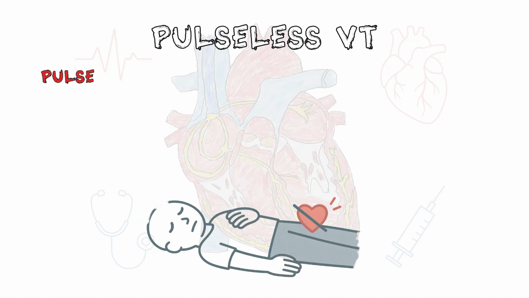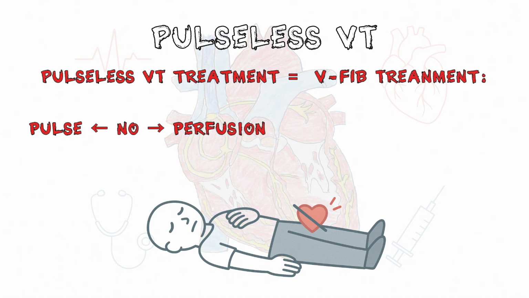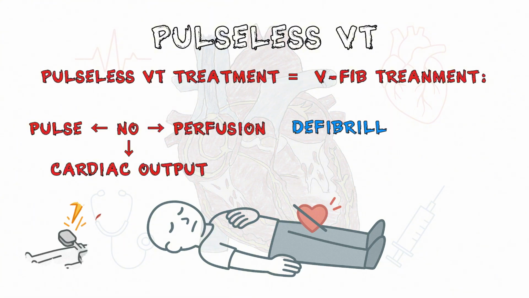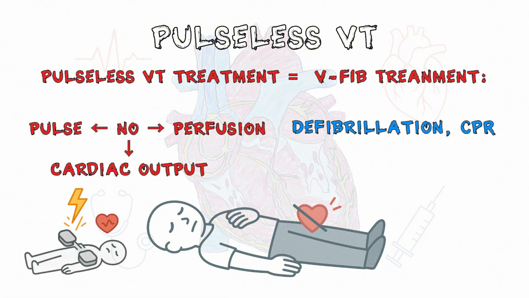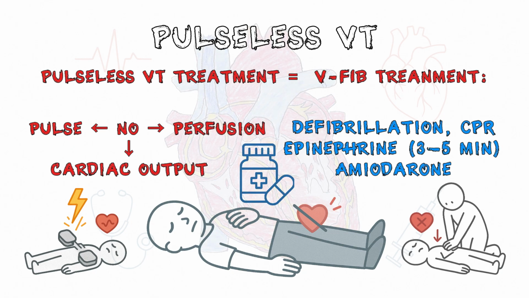It is treated exactly like ventricular fibrillation. There is no pulse, no perfusion, no cardiac output. In this case, management includes defibrillation, which is an unsynchronized shock, cardiopulmonary resuscitation, epinephrine every 3 to 5 minutes, and amiodarone. This is a shockable rhythm. So, that was the groups of V-Tach.